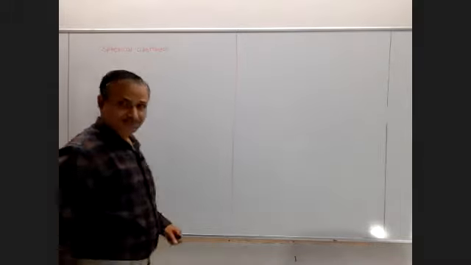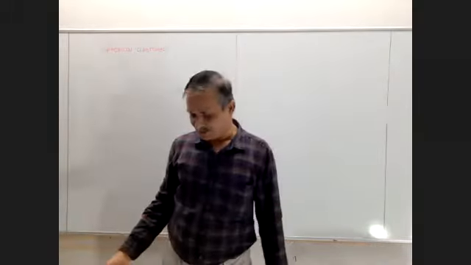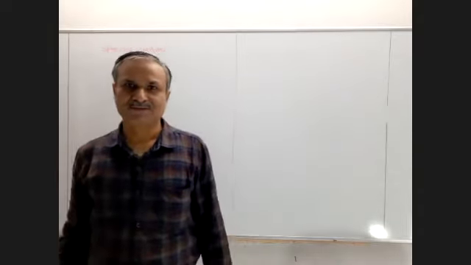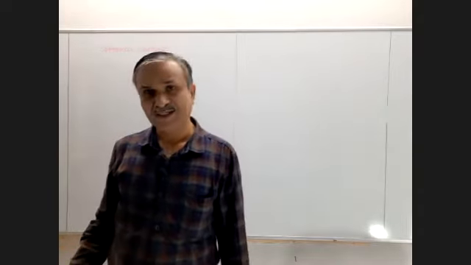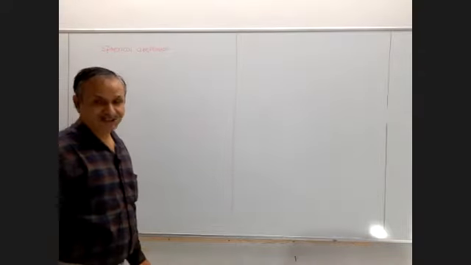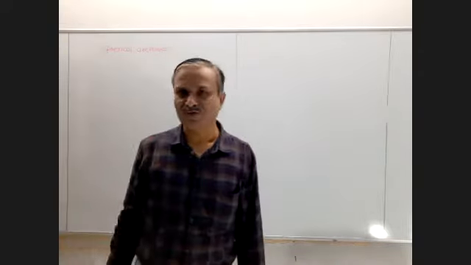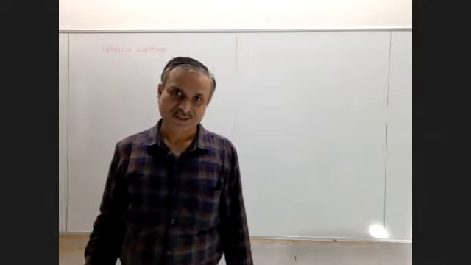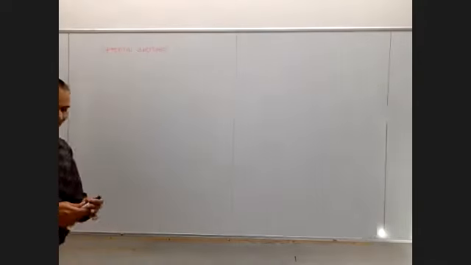Dear students, today we'll see the spherical aberration. Yesterday we have seen the chromatic aberration. Chromatic aberration is due to the different wavelengths of the light. Now we will see the spherical aberration.